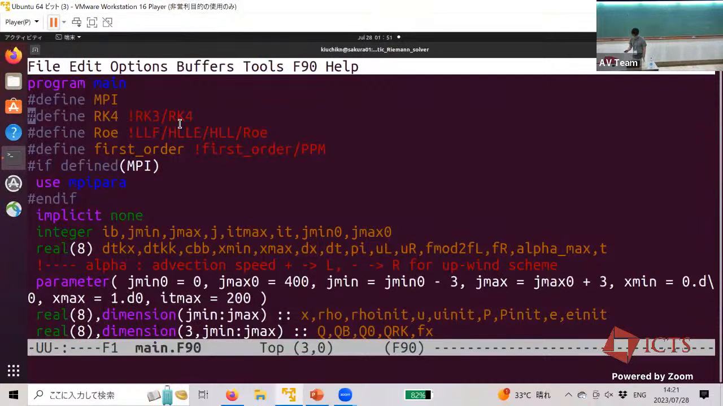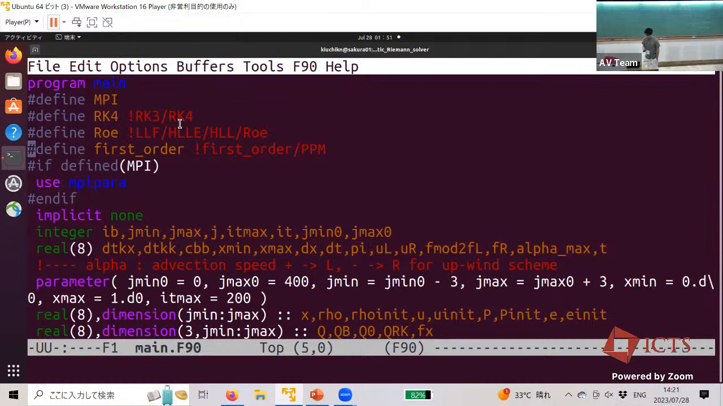And the second line specifies the Riemann solver. In these examples, I explained the Roe type scheme and the HLL type scheme, and more simplified ones, HLLE and LLF. So you can choose from four options for the Riemann solver. And the final option is the cell reconstruction scheme.